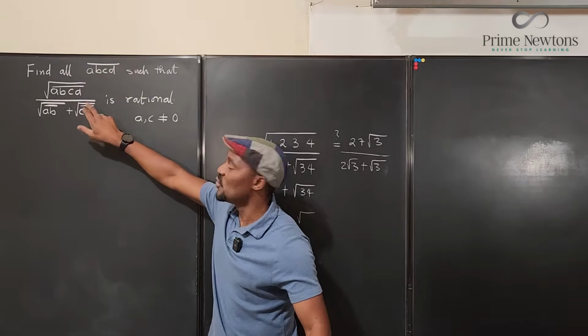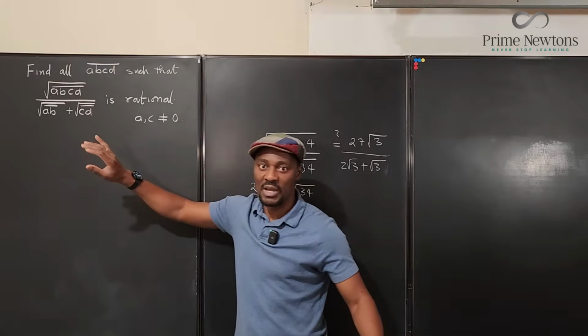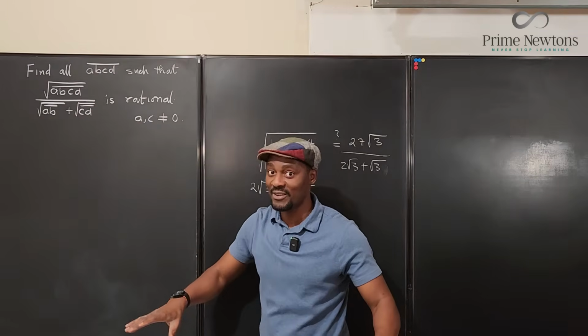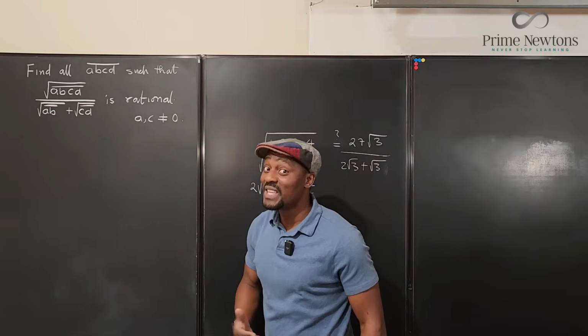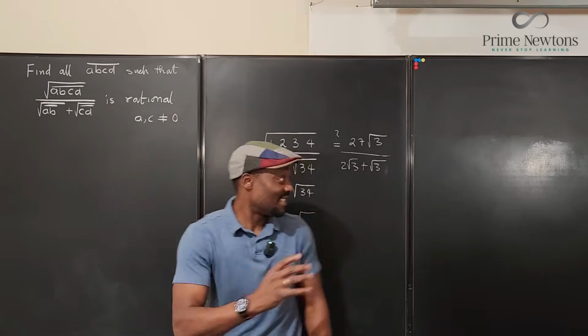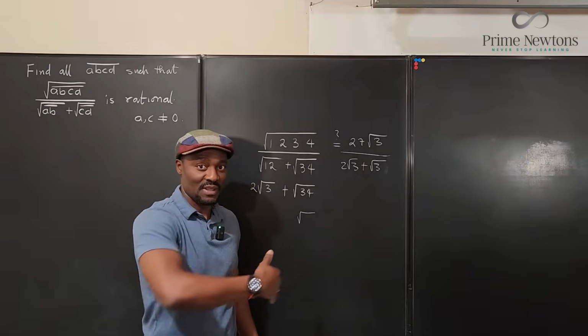Otherwise, you cannot even do anything to this sum. So it is either there are no radicals or they are the same radicals. So let's begin the journey, because this is the whole idea of solving this problem.